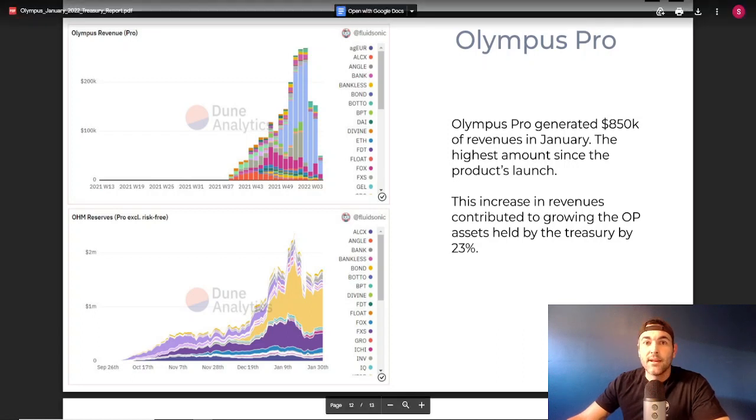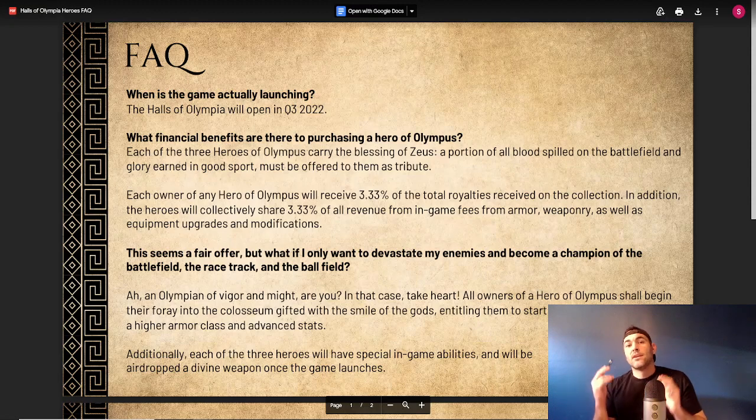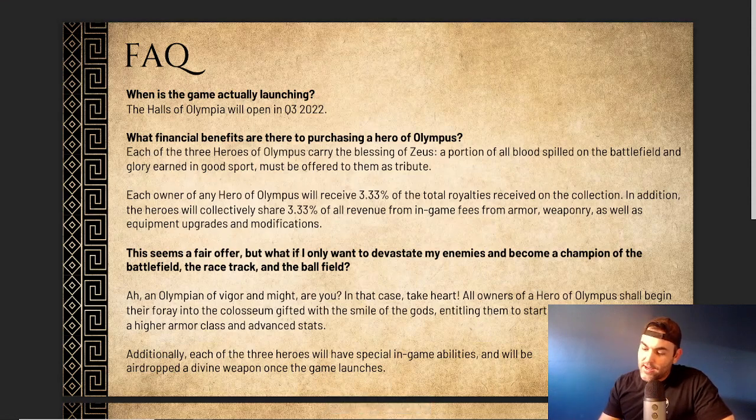Now, I also want to hit on an amazing thing about OHM itself: they are creating the Halls of Olympia. The Halls of Olympia will have, I believe, more of a battleground and racing campaign where people can bet, probably with OHM is what I would guess. And this will be coming out in quarter three of 2022. So they're not just a reserve currency. They're building other assets. I believe an NFT space, potentially a marketplace, is in the works. That's rumor. Don't take that to the bank by any means.